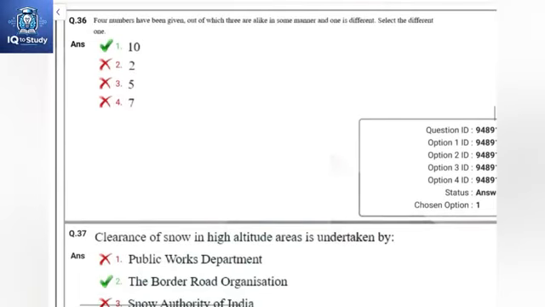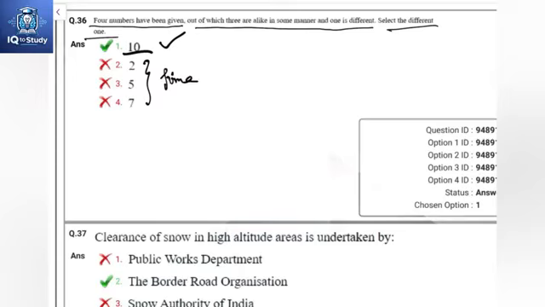Four numbers have been given, out of which 3 are alike in some manner and 1 is different. Select the odd one. The odd one is 10. So option number 1 is correct, because 2, 5, 7 are prime numbers and only 10 is composite number.